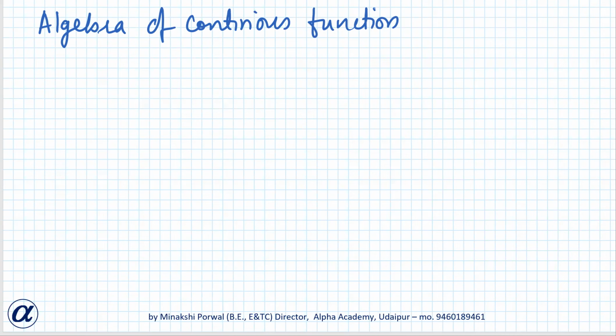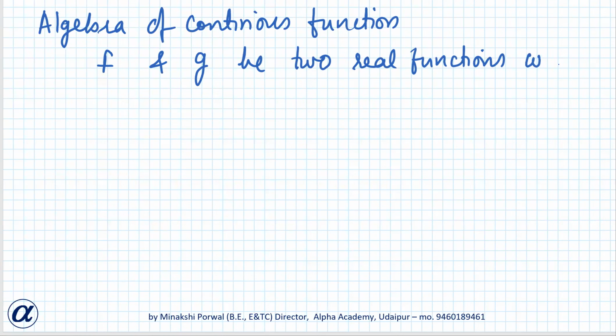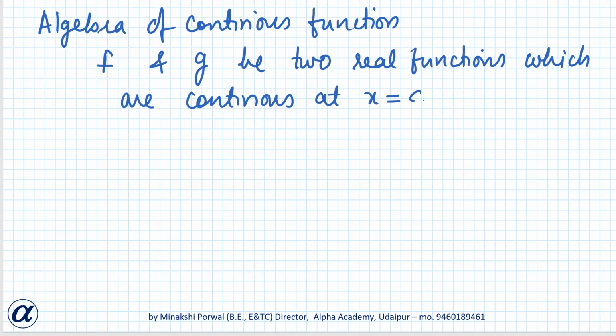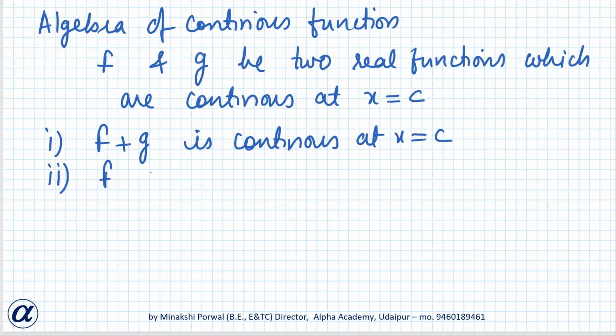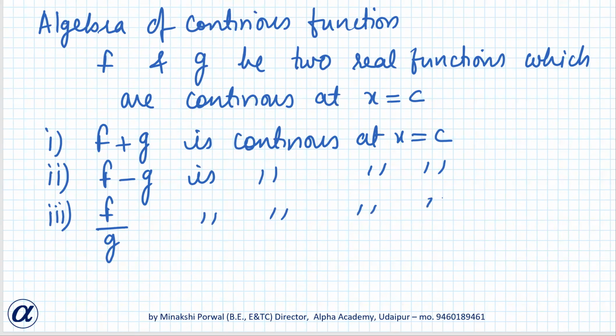So the algebra of continuous functions basically says that if f and g are two real functions which are continuous at x = c, then f plus g will be continuous at x = c, f minus g is continuous at x = c, and f divided by g is continuous at x = c.